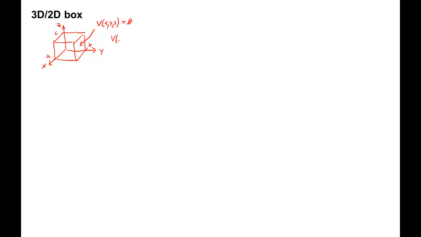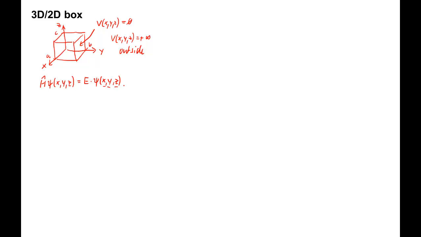Outside the box, V of x, y, z is positive infinity. We will now solve the time-independent Schrodinger equation for this box. It is H hat operating on psi of x, y, and z equals energy times psi of x, y, z. Here, psi is a three-dimensional wave function. It depends on x, on y, and z, on all three coordinates.